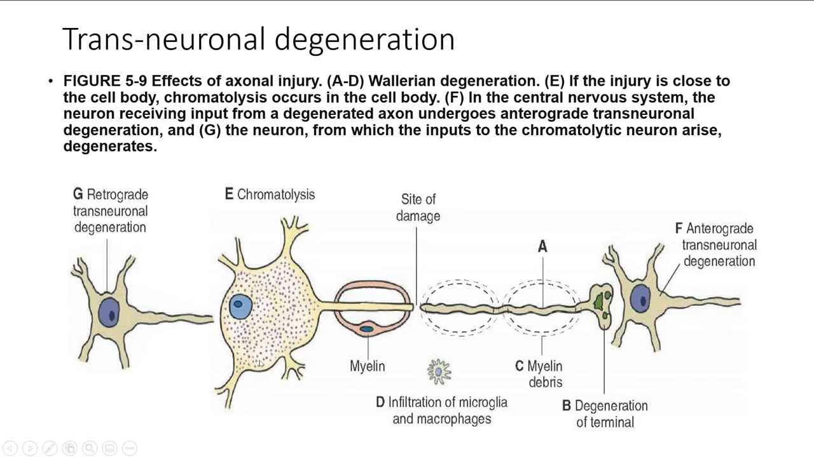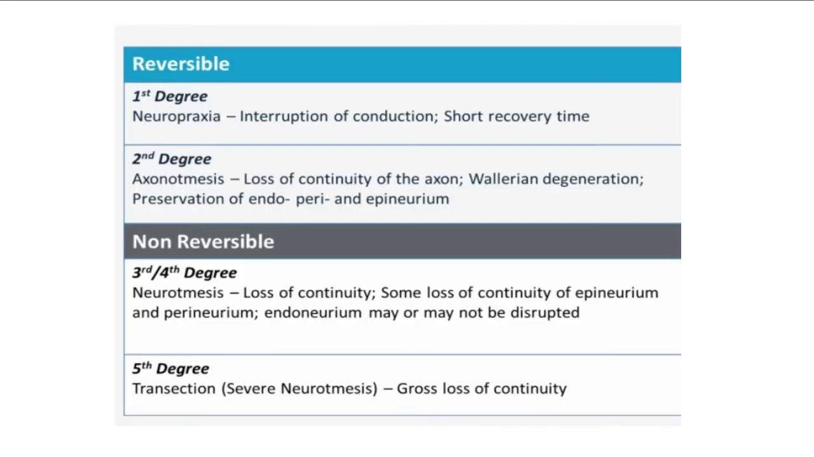If this is Wallerian, it will cause anterograde transneuronal degeneration, and if it is towards the cell body and before the nerve cell, because the nerve cells are connected to each other and the injury occurs only in this nerve cell, so if this is retrograde, it will cause retrograde transneuronal degeneration to the other nerve cells. So this is how it occurs.